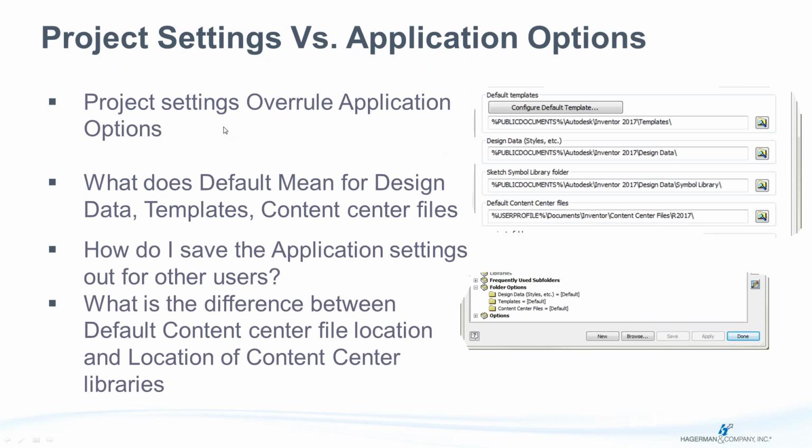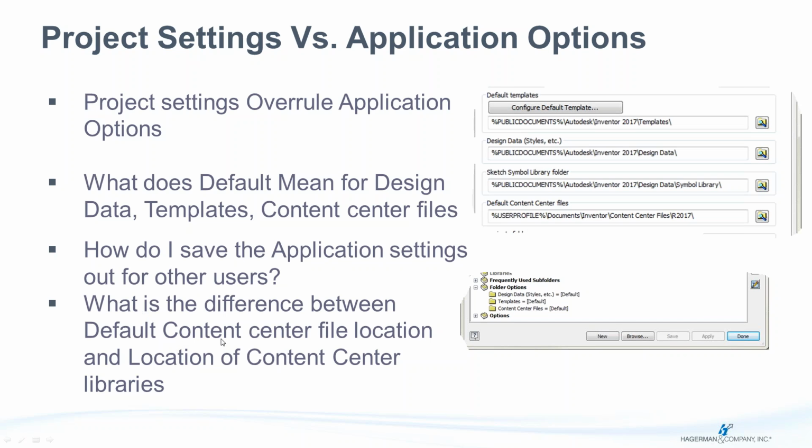We'll get into project settings versus application options. One thing to note here is that when we set values in our project settings, these are going to overrule the settings in our application options. It takes precedence. What does this default mean? It's a real simple answer. Default means that I'm going to use the settings in application options. And how do I save these application options out for other users? We'll look at that process as well.